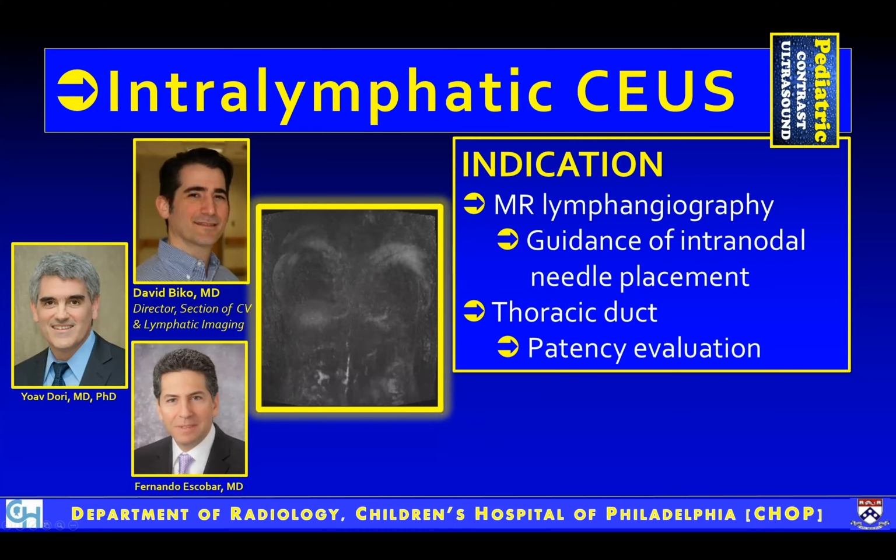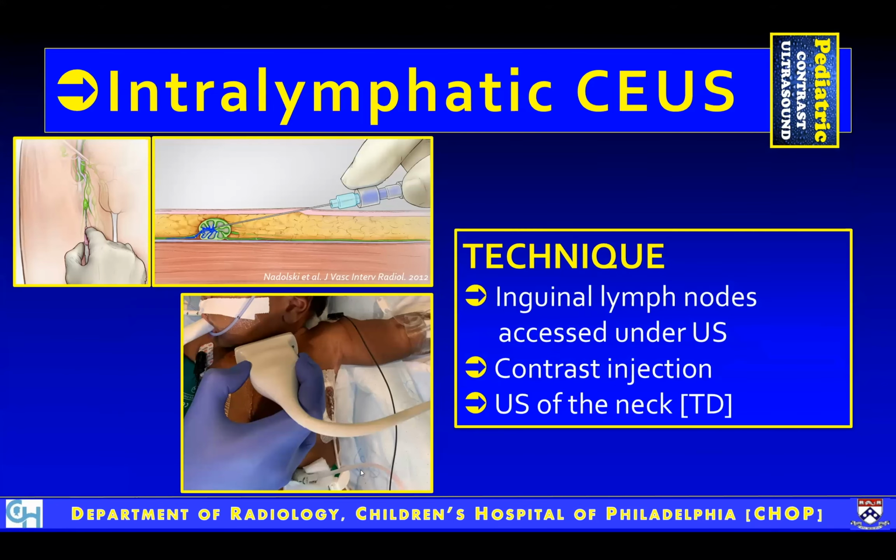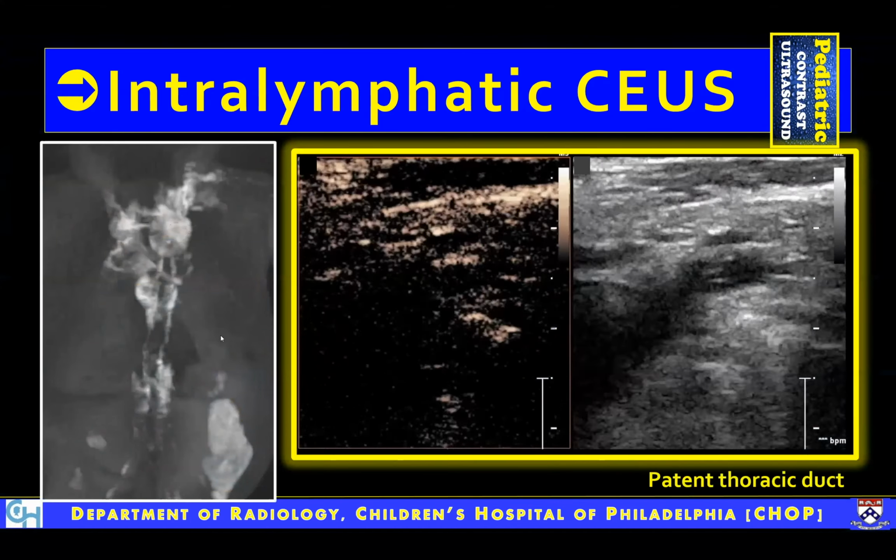The other thing is they are using it also to evaluate the patency of the thoracic duct, which is much better seen than on the MR. You see it up here. And the advantage of this, again, is the bedside procedure and the conspicuity of the contrast. So this is how they do it. They inject the inguinal lymph node in this manner with contrast ultrasound. And then for the thoracic duct, they do ultrasound of the neck. And this is one example.